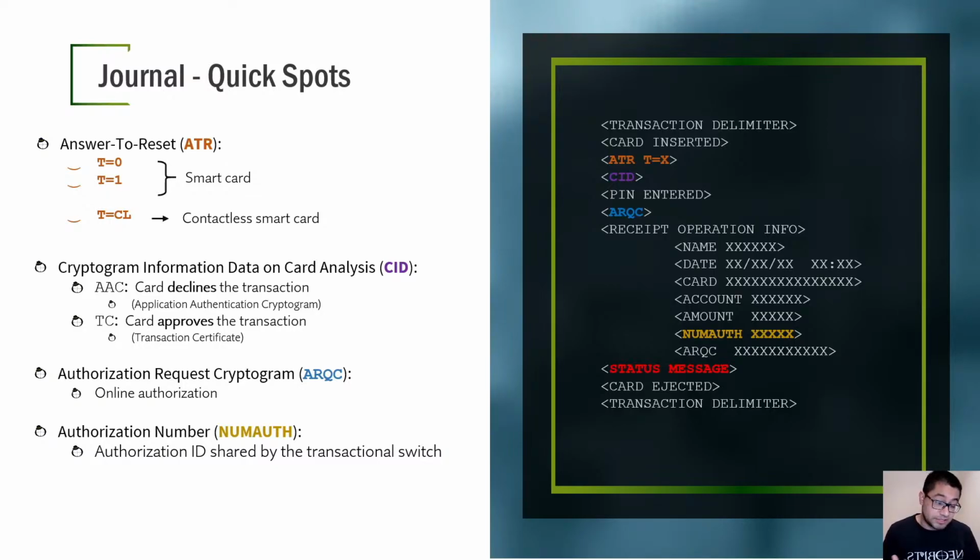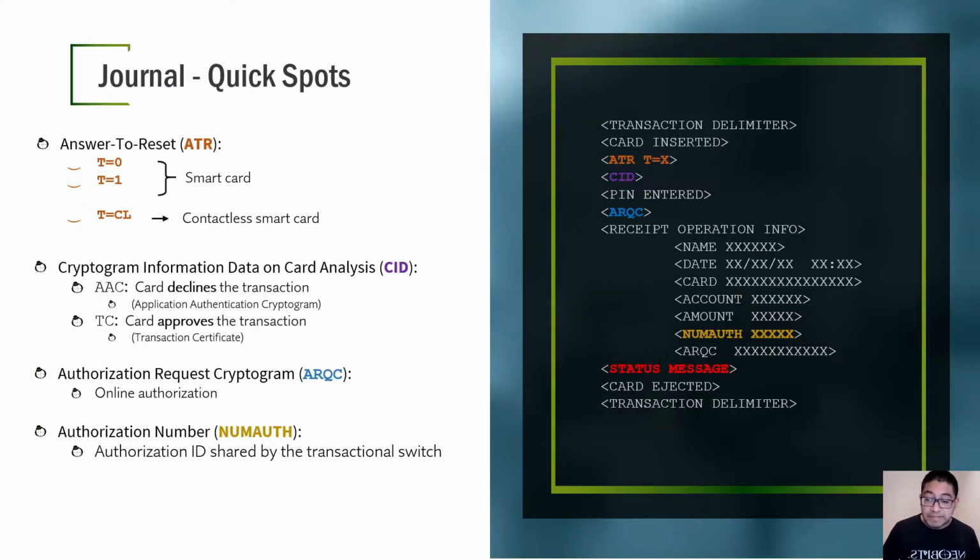Then in the card analysis phase, we will have this cryptogram information data. If we get an AAC answer, we will know that the card declines the transaction. We are not talking about an online transaction. We are not asking anything to the switch yet. We are just talking about the card analysis. So if we have an AAC, that means an application authentication cryptogram, and that the card declined anything to do with that card.